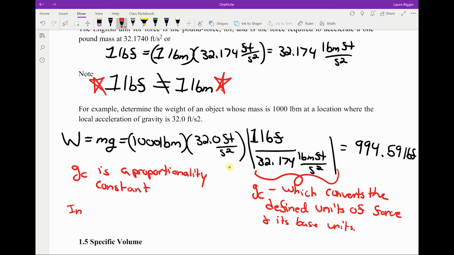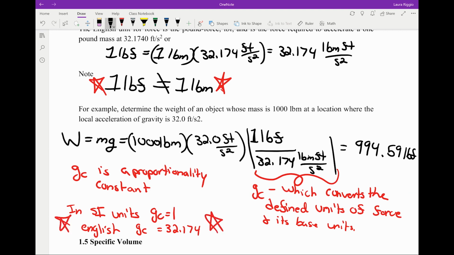So in SI units, GC was equal to 1. In English, GC is equal to 32.174. These units are very, very, very important in this case.